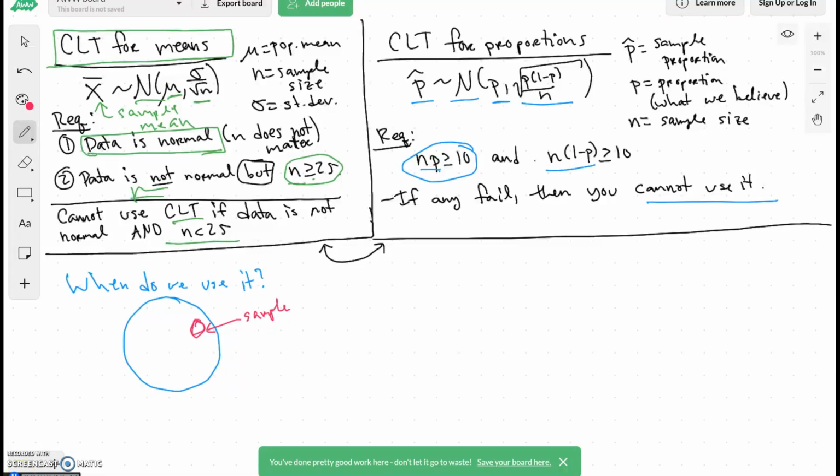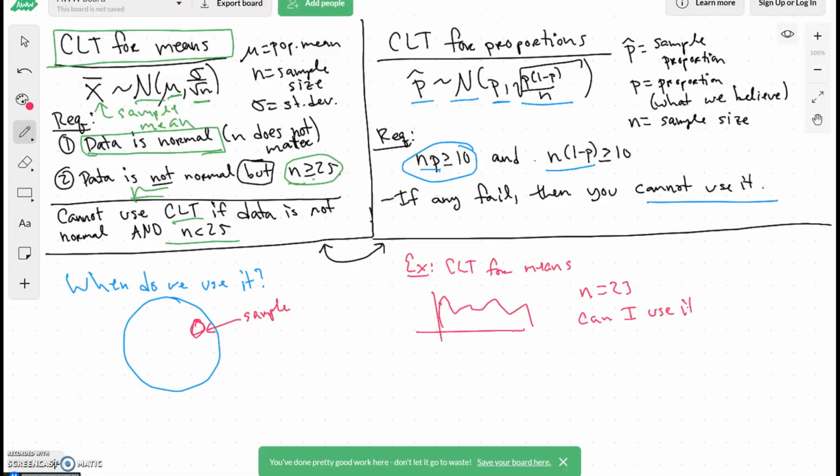Okay, so let me give you an example. Let's say I want to use CLT for means. Let's say I had data and my data looked something like this. I don't know, that's what my data kind of looks like. And what I got was 23 samples. Can I use the central limit theorem in this case?